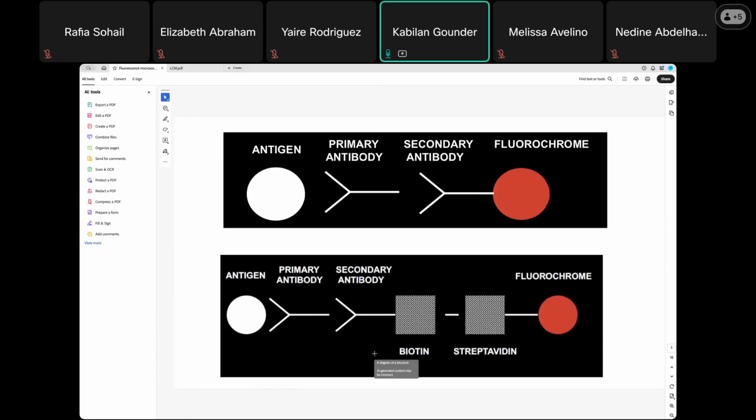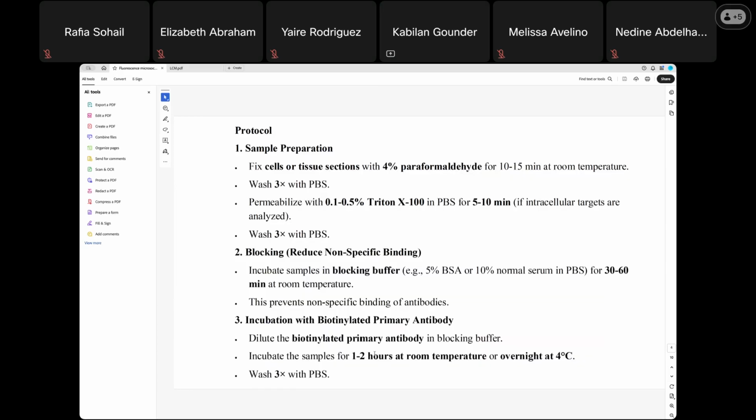So these two have the same goal, to study the expression of lactoferrin, but we are approaching in two different ways. One is the direct target, whereas here we use the biotin and streptavidin as extra components. So what is the advantage of biotin and streptavidin over the direct target? Before we talk about that, the protocol is very simple.